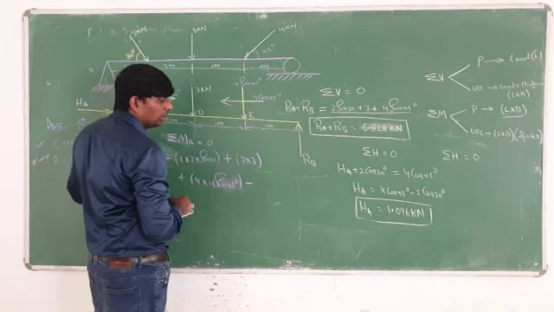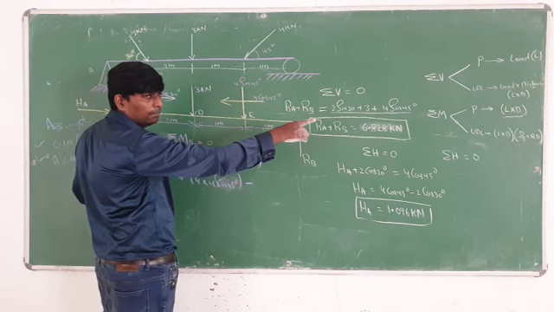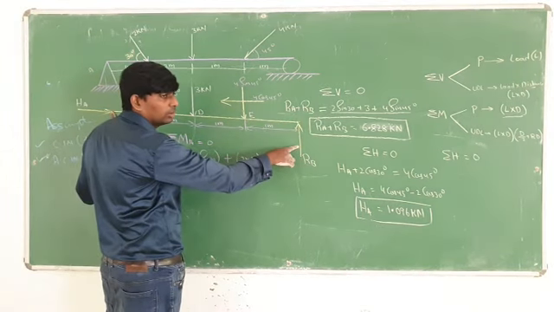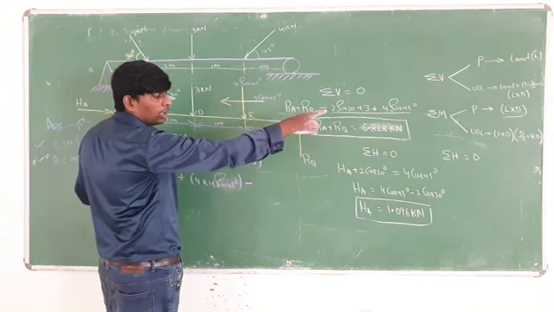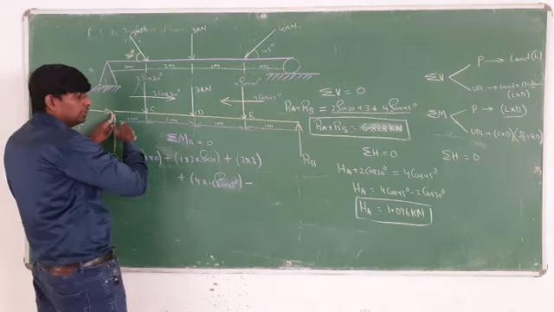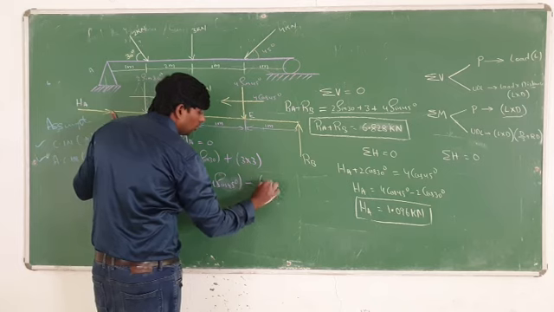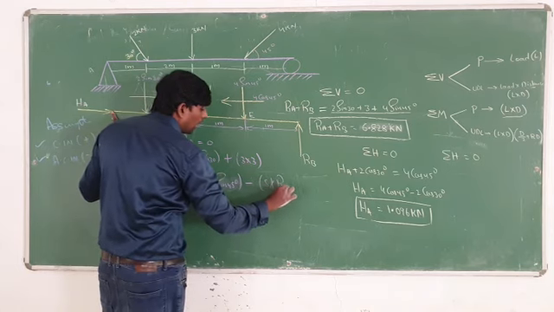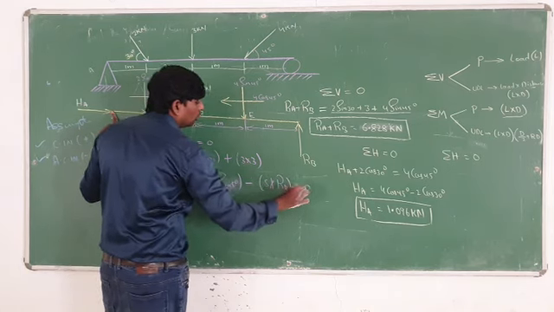So what do you have to write here? Minus. What are we finding? Which type of load is it? For a point load, what is the formula? How much is the load? How much is the distance? 5. So 5 into RB equal to 0.